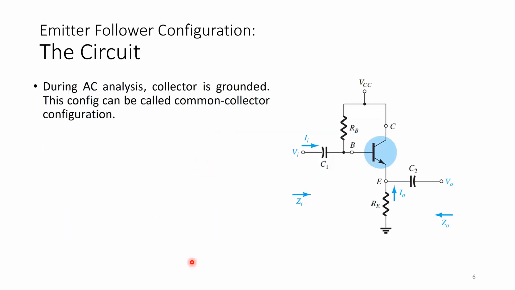Also during AC analysis, the collector is grounded, this part here. So this becomes connected to ground, and that is why this configuration can also be called the common collector configuration.